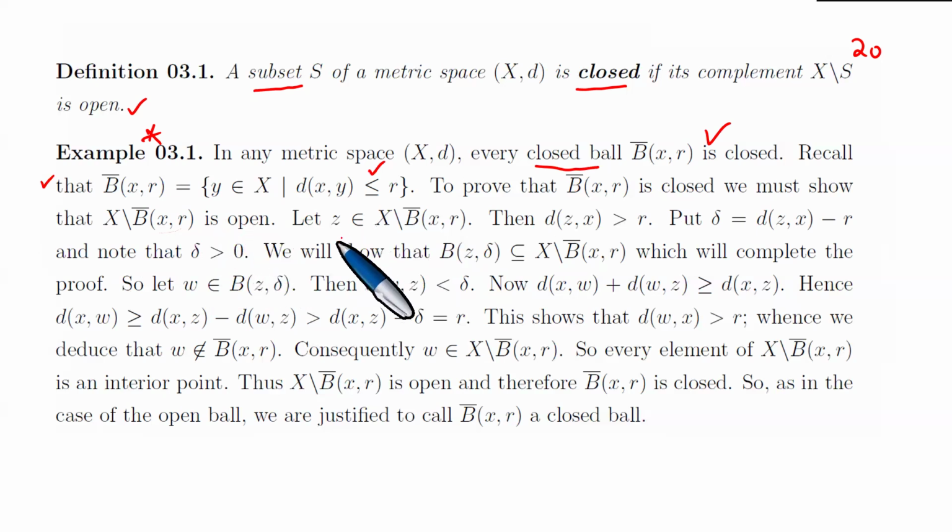And to prove therefore that this set is open, we take a point from it. Let z be an element of the complement of the closed ball. So we let z be an element of X minus B bar of x and r. Then the distance between z and x is strictly bigger than r. This is very important.